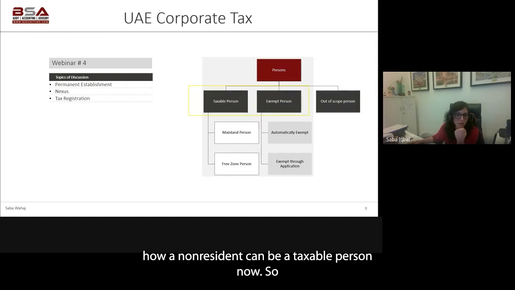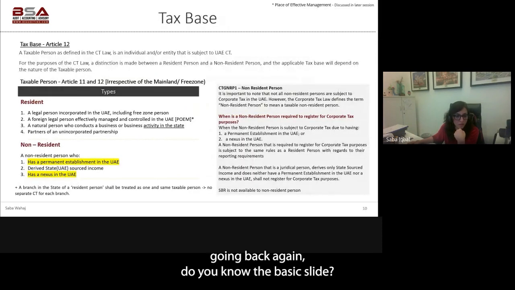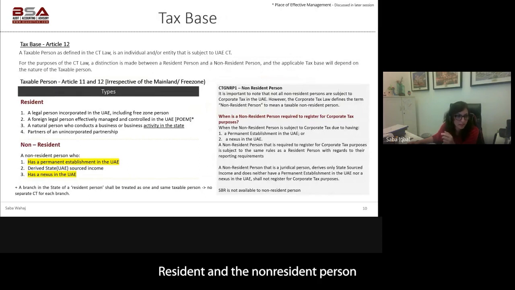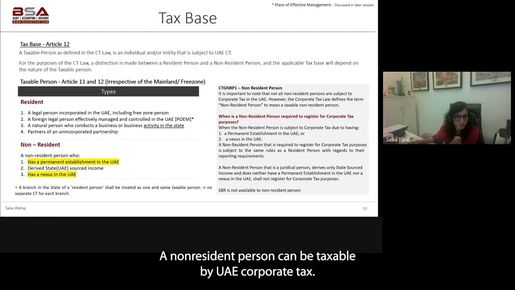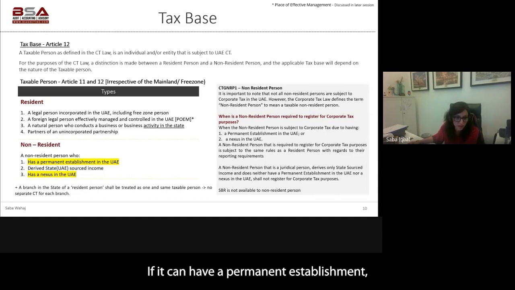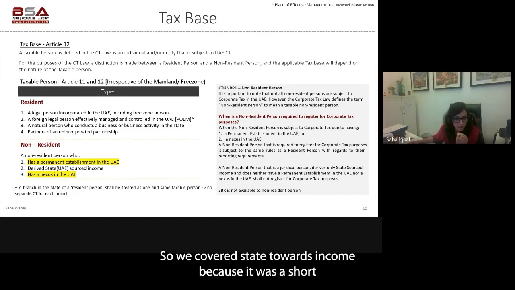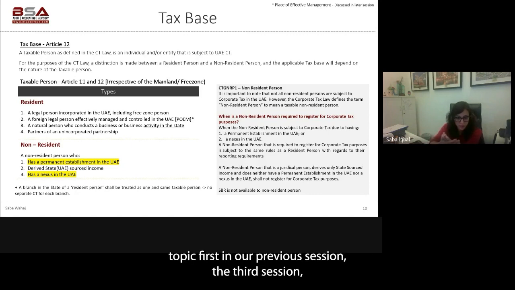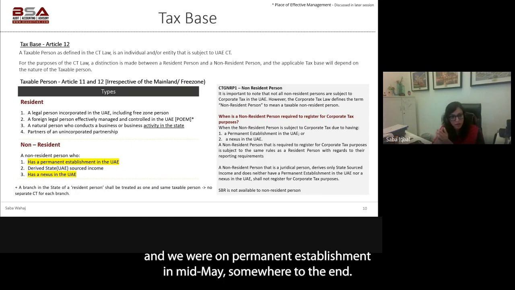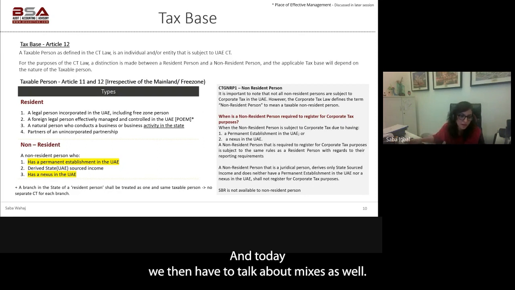So going back again to the basic slide, resident and non-resident person. A non-resident person can be taxable for UAE corporate tax if it has a permanent establishment, it could be deriving state source income, or it could have a nexus in the UAE. We covered state source income because it was a short topic first in our previous session, the third session, and we were on permanent establishment, somewhere midway to the end. And today we then have to talk about nexus as well.